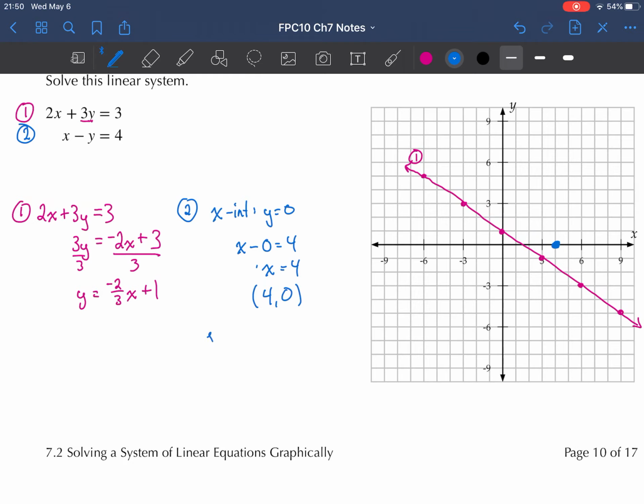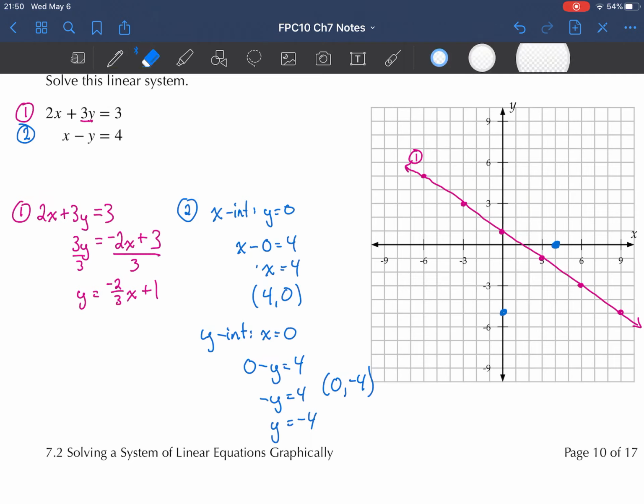Now we determine our y-intercept. To do that, we put x equal to 0. So 0 minus y is equal to 4. Minus y is equal to 4, or y is equal to minus 4. So we've got our second point right here. That's not accurate, is it? That's minus 4. Let's put it in the right spot. Right here. This goes right like this, and you can see right where they meet.